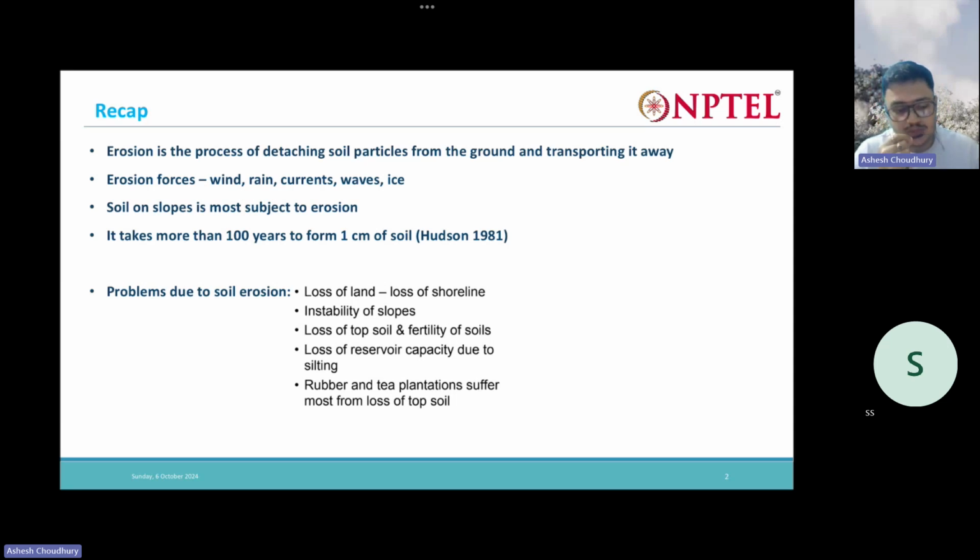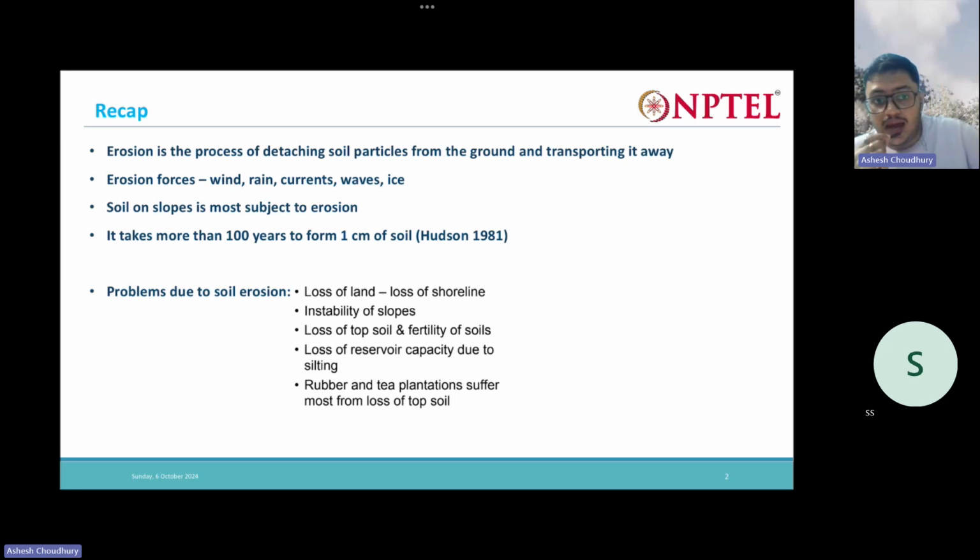Soil on slopes is most subjected to erosion, right? Say you have a very open, sloping land. If there is some slight disturbance due to, say, rain or something, the soil, being in an unstable state, with slight application of external forces such as rain, wind, or maybe seismic forces, gets eroded. The soil actually comes down from the slope.